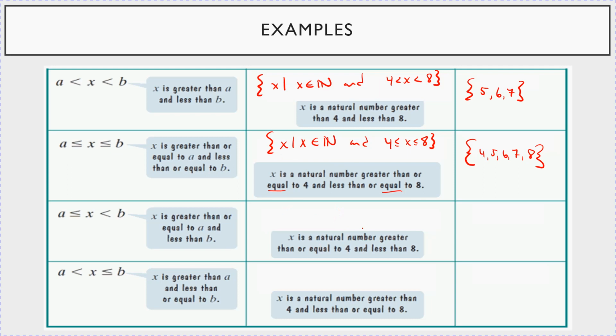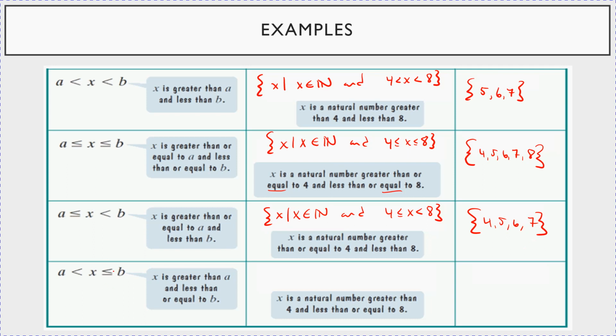All right, let's try this one. x is a natural number, greater than or equal to 4 but strictly less than 8. So x such that x is an element of the natural numbers, and it's greater than or equal to 4 but strictly less than 8. Because the equal sign could include 4, it would be 4, 5, 6, and 7.